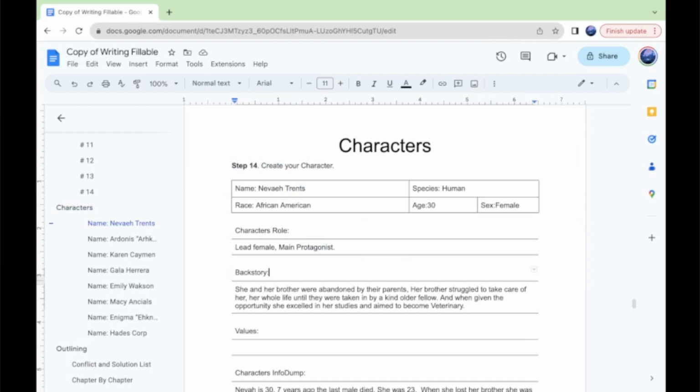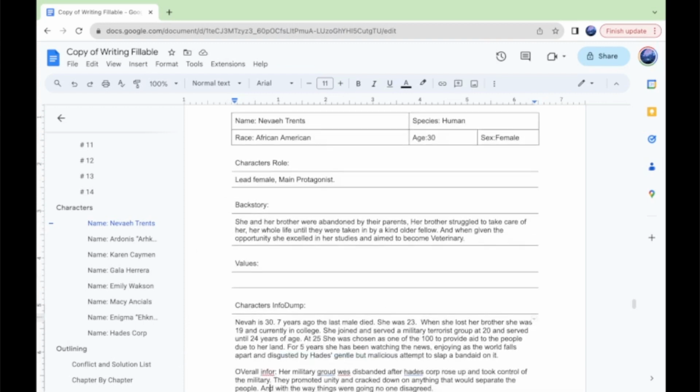I went in and filled in all my characters, all the main ones I needed to know. I filled in their backstories, everything, except for Nevaeh's values. I haven't filled that in yet because I don't 100% know them yet.